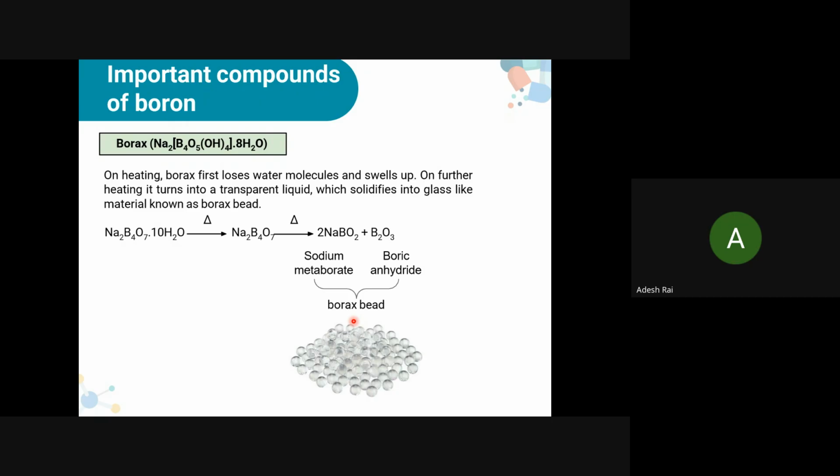And how do we obtain borax bead? Just by heating borax. First, when we heat borax, we end up with Na2B4O7. So on heating, borax first loses water molecules and swells up. On further heating, it turns into a transparent liquid which solidifies into a glass-like material known as borax bead. And borax bead is a mixture of what? Sodium metaborate and boric anhydride, NaBO2 plus B2O3. Is it clear to everyone?